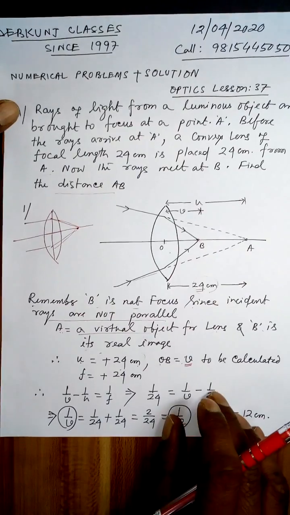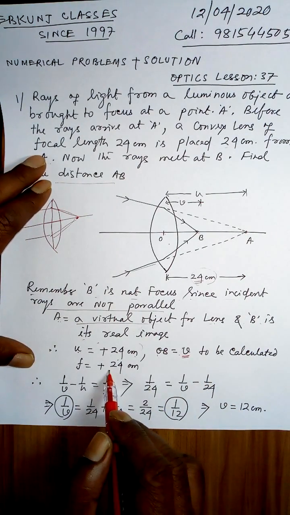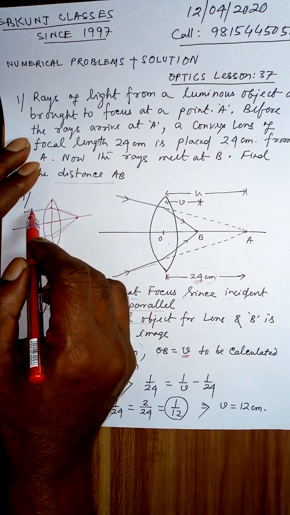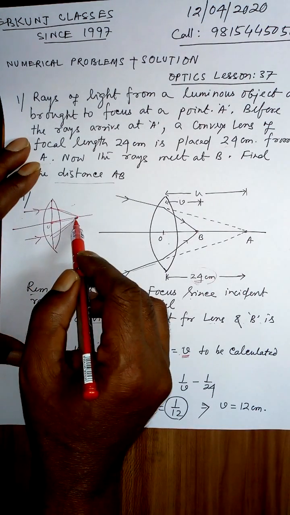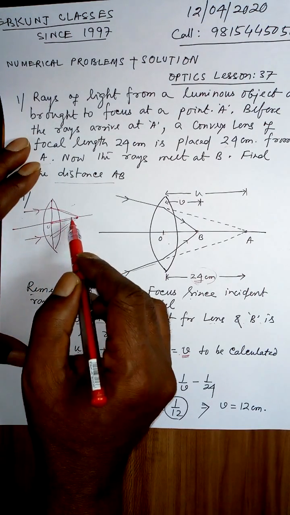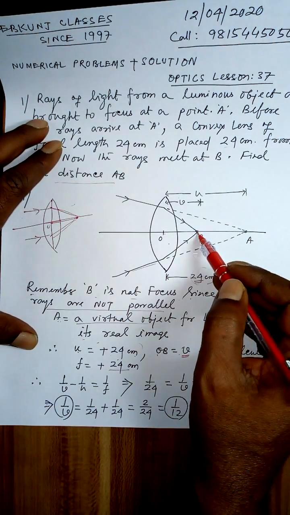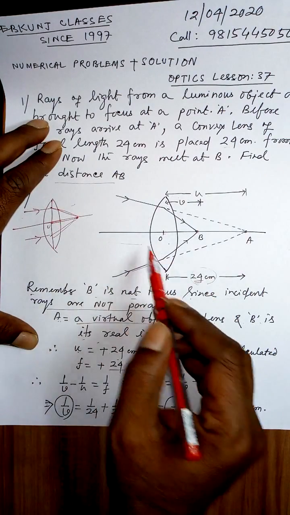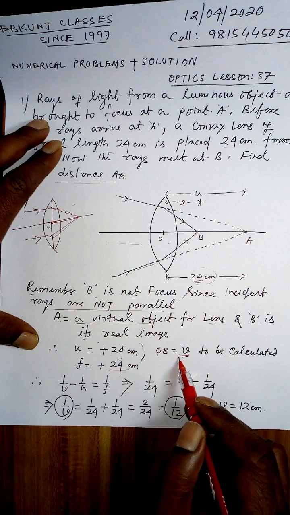Now the focal length of the convex lens is given as 20 centimeter, and the focal length of a convex lens is also positive. Explained earlier, this is the direction of light. From here to here is the focal length, that is in the direction of light, therefore positive. B is not the focus. Remember, B is not the focus because these rays are not parallel. So from O to B is the image distance to be found out.